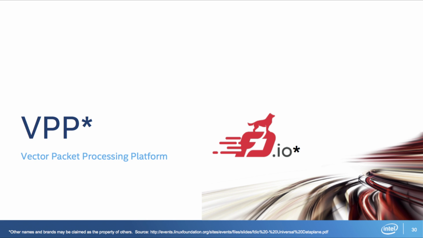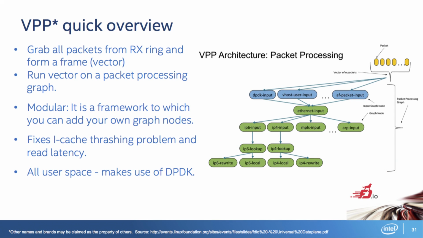VPP is another framework meant to efficiently process packets. VPP uses vector processing instead of scalar processing. What this means is that at runtime, VPP grabs all the available packets from the RX ring, and forms a frame, or a vector, as they refer to it. This vector is then run through a packet processing graph. The graph is applied node by node to the entire packet vector.